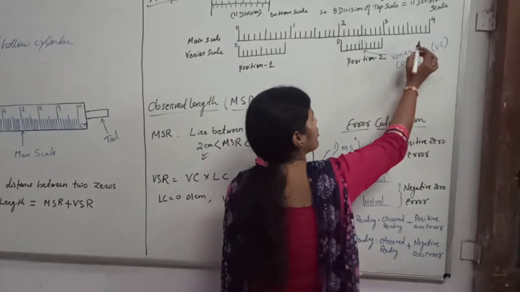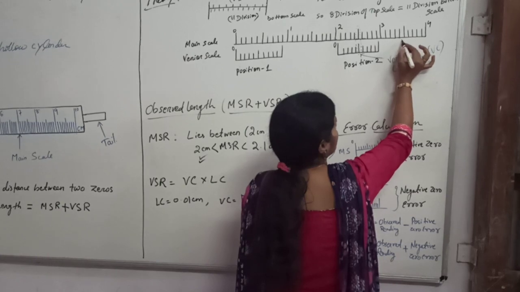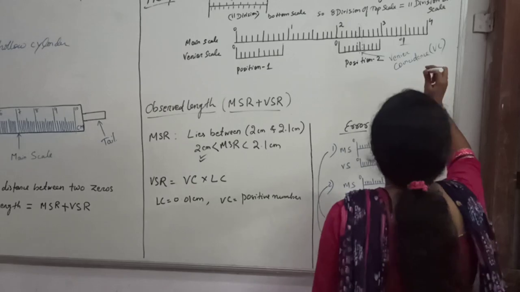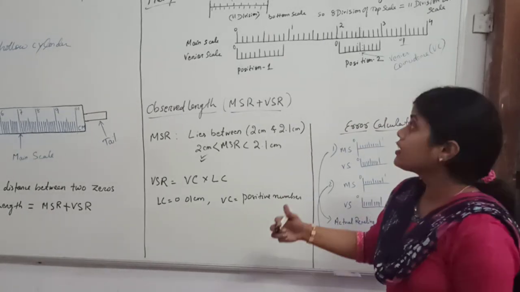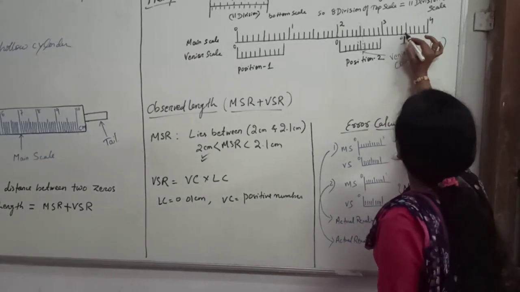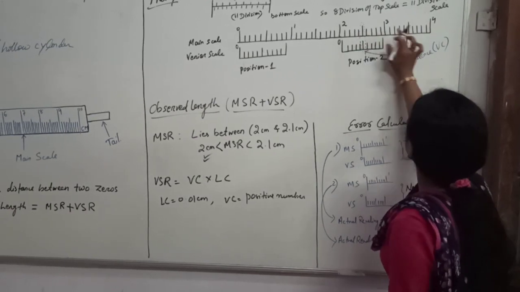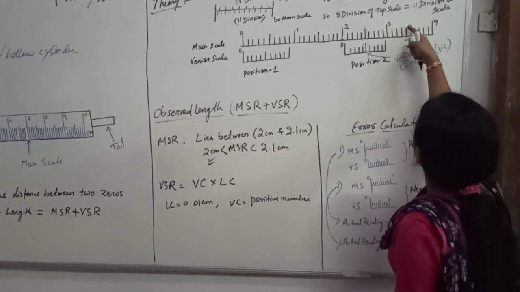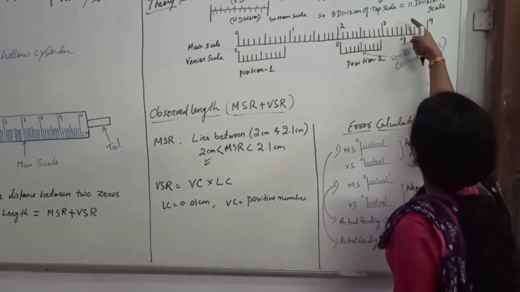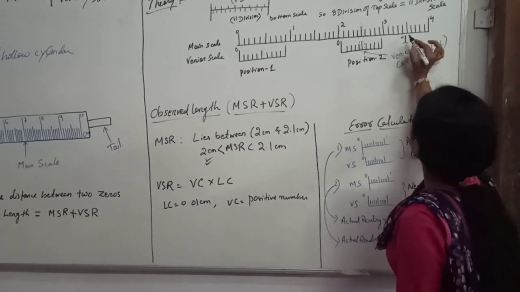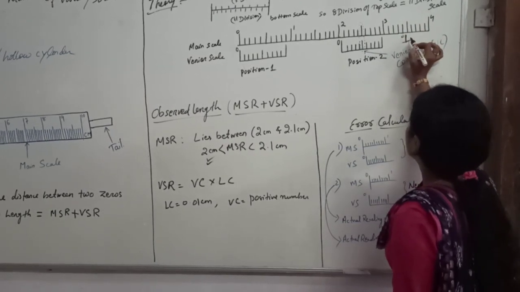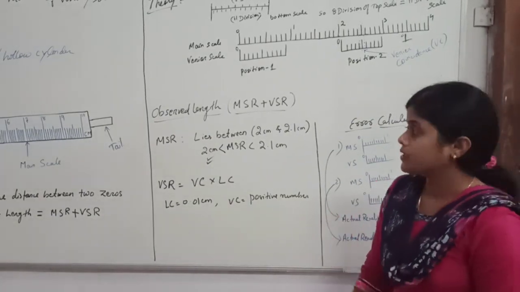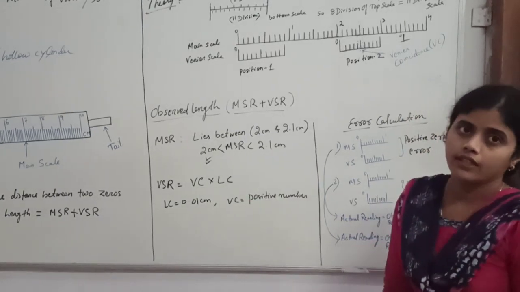Similarly, suppose somewhere here you got the zero line of the vernier scale. What do you have to take as the main scale reading? First you will see where it is located in the main scale. It is between 3.4 and 3.5. So the main scale reading will be 3.4. Smallest one you have to consider. Now let us move to the vernier scale reading.